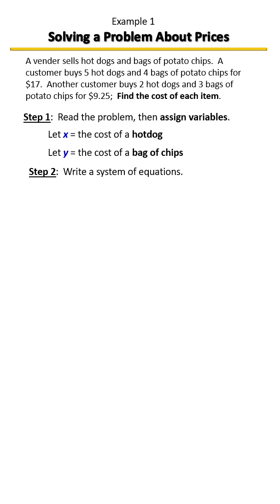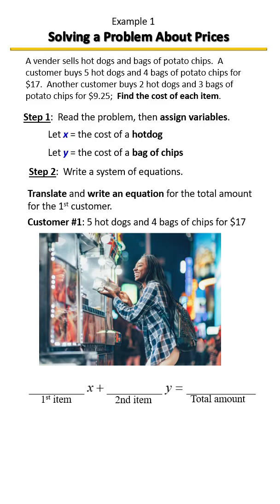Next, we're going to write a system of equations for the total amount the customer bought. Let's start with customer number 1. Customer number 1 bought 5 hot dogs, that's 5X, plus 4 bags of chips, that's 4Y, and it costs $17. So that's your first equation.